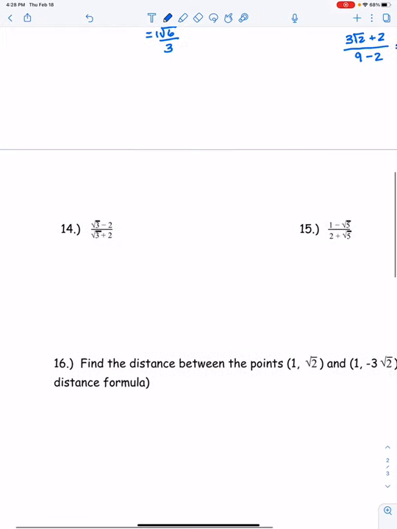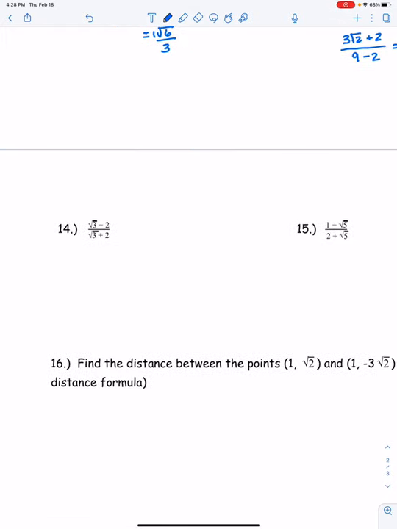Let's look at number 14. 14 is just like number 13. We need to rationalize our denominator. So we're going to do the conjugate of our denominator. If we look at our denominator right now, it is the square root of 3 plus 2. So our conjugate is going to be the square root of 3 minus 2. And so we're going to multiply both our numerator and my denominator by that conjugate.